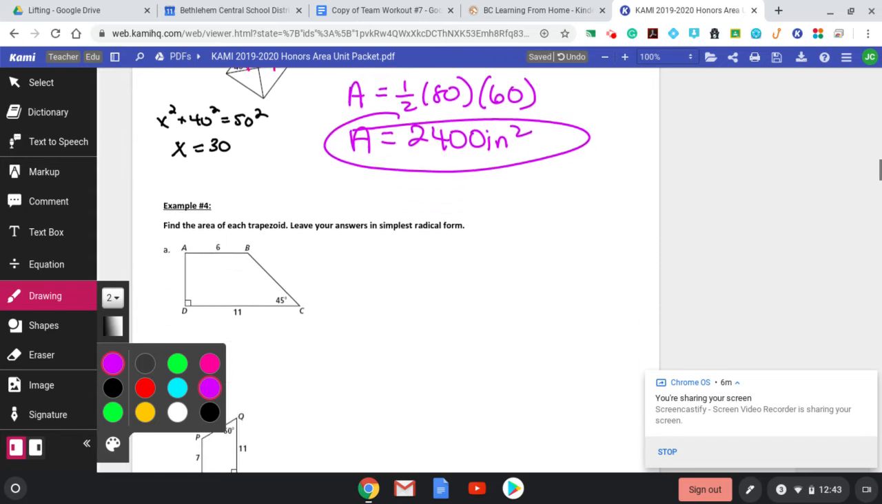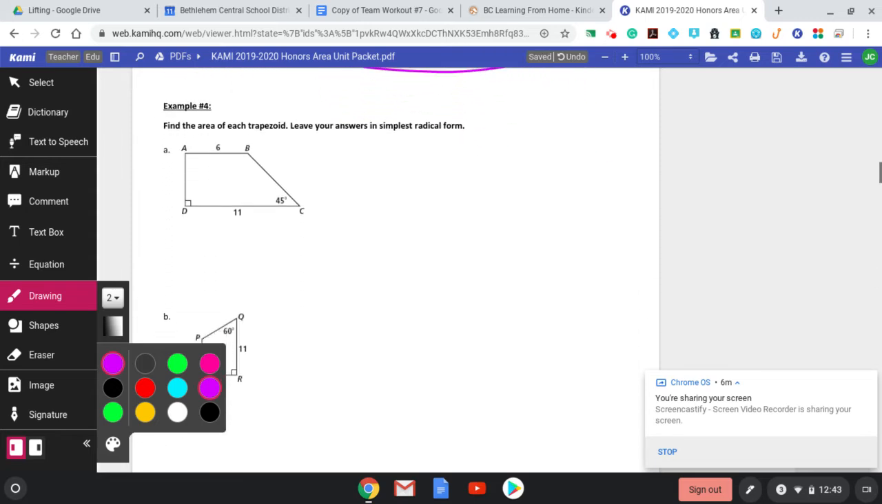All right, let's move our attention to the old trapezoid. Okay, trapezoid. Find the area, leave it in, oh, it's been so long. We've missed you. Simplest radical form. You know you missed it.